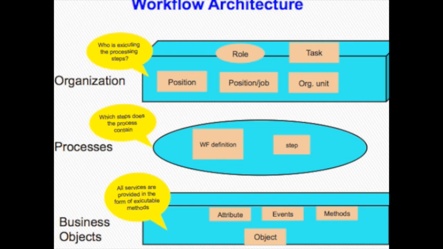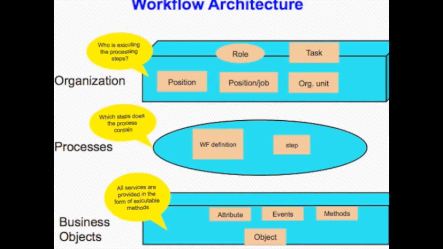When it comes to workflow architecture, you have three important blocks. One is organization, one is process, and the last one is business object. We will try to understand each block in the coming session, but let's have a brief introduction of what these blocks are and how they play a major role in the workflow.